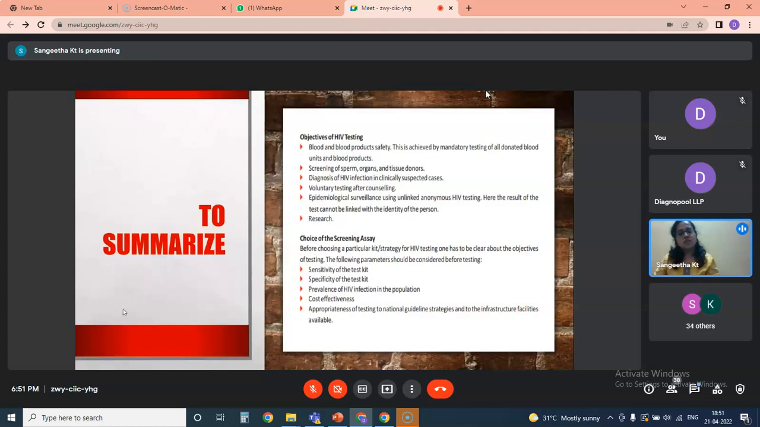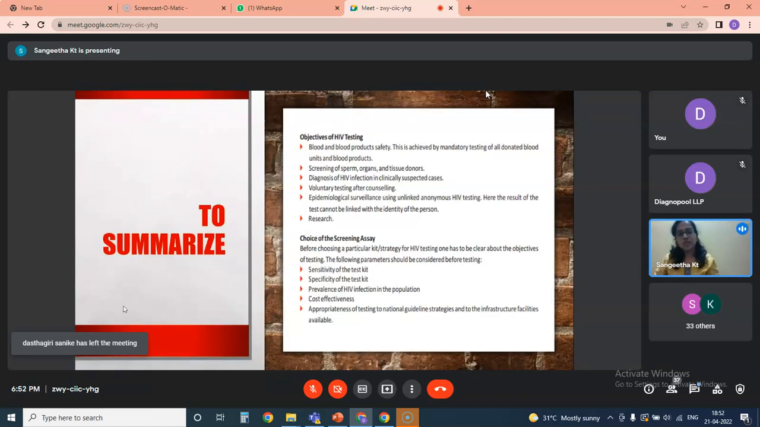So now when you choose a screening assay, that is a commonly used test in a lab, you need to look into the sensitivity of the test kit you are using, the specificity of the test kit, what is the prevalence of HIV infection in your population, what is the cost effectiveness of these kits if you implement this in your lab, and what is the appropriateness of testing.